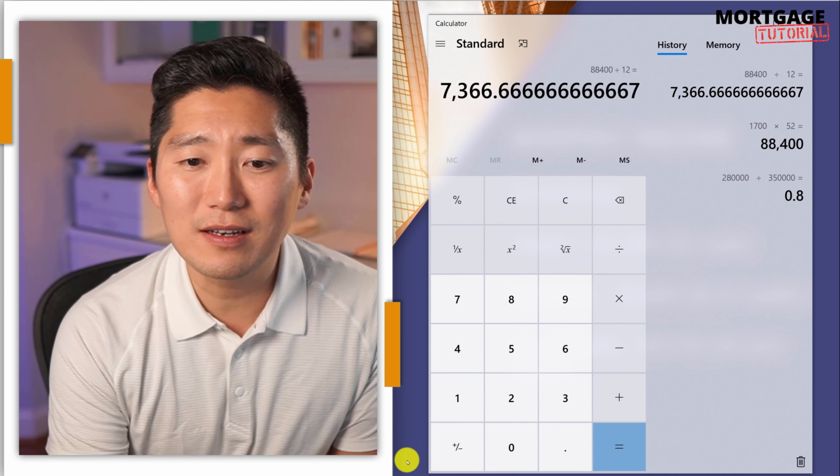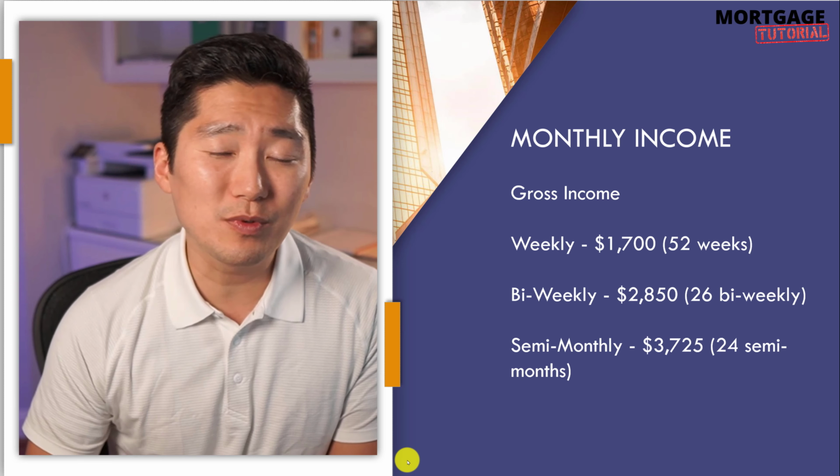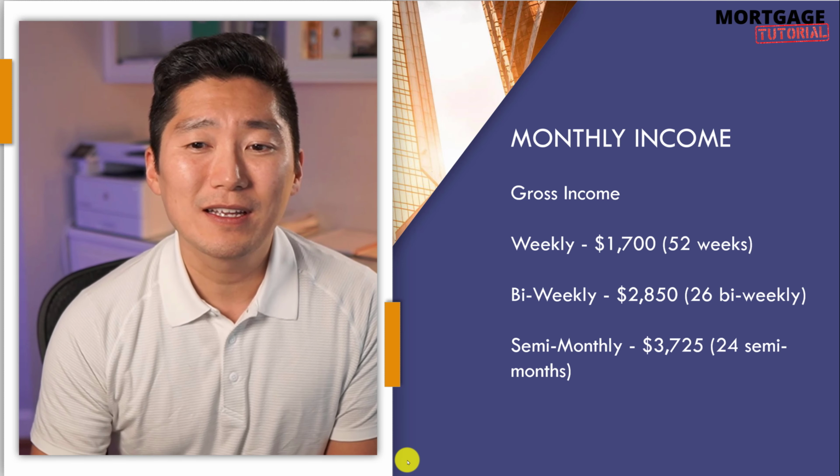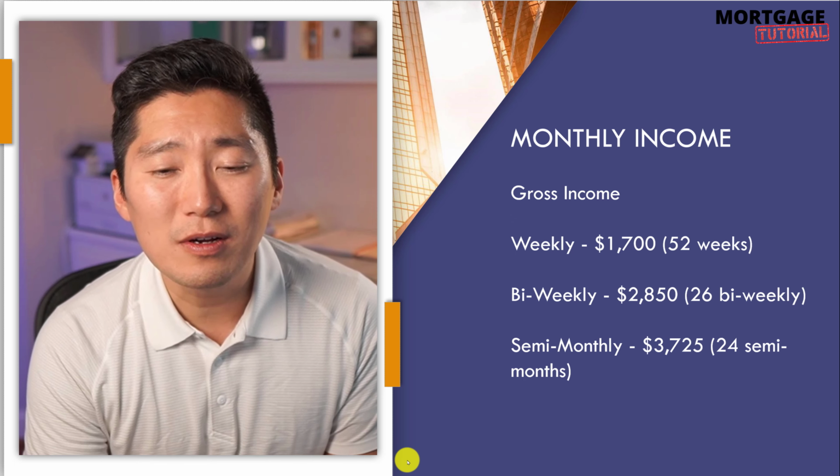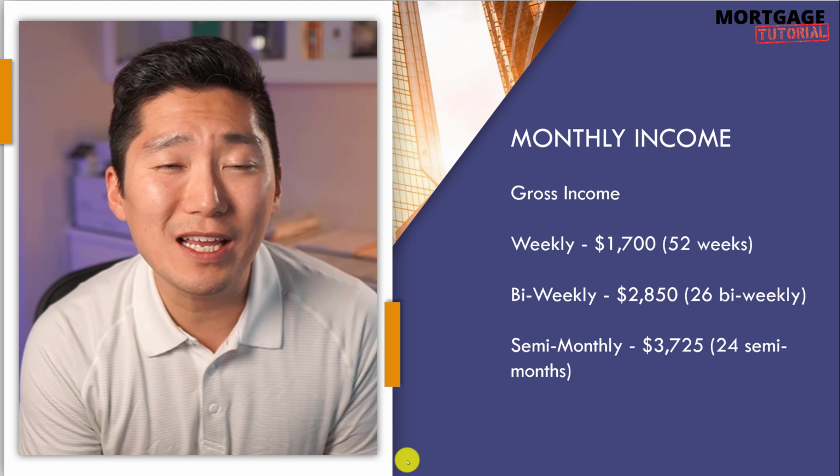Now let's take a look at the next example, which is bi-weekly, which means you're getting paid every other week. Okay, which is different from semi-monthly, and we'll get there. So bi-weekly, this person's getting paid $28.50.